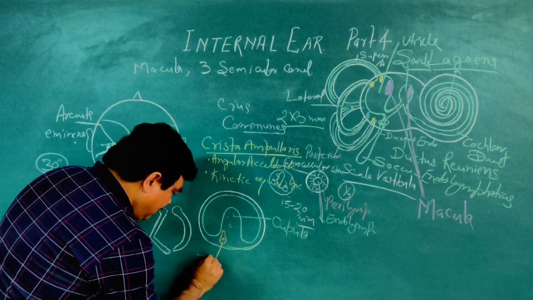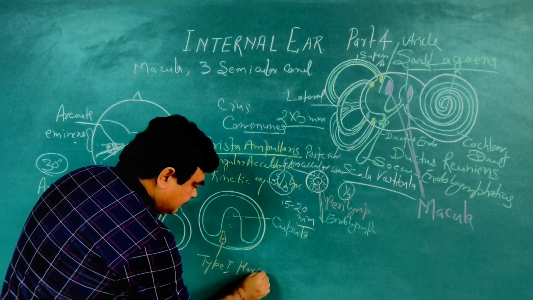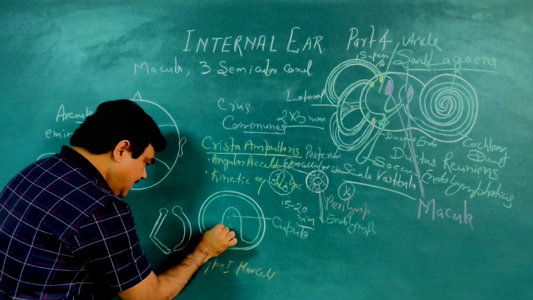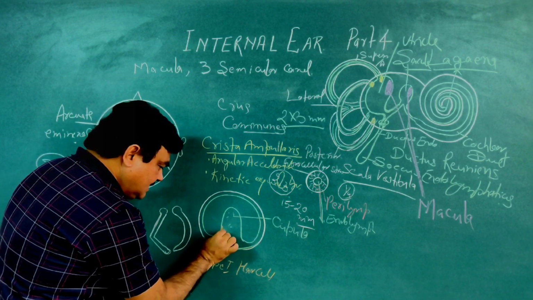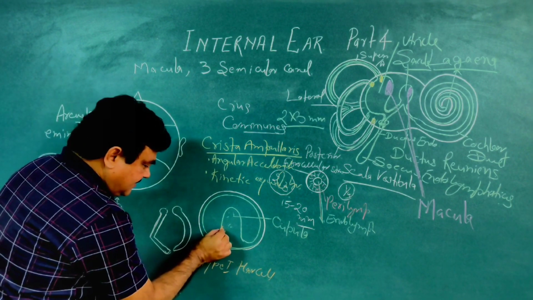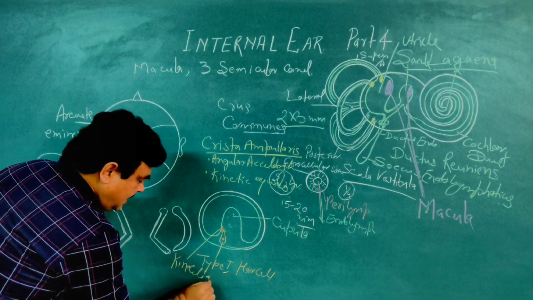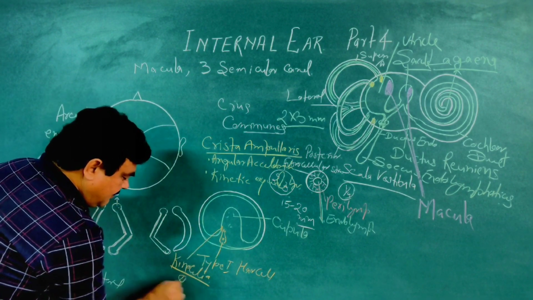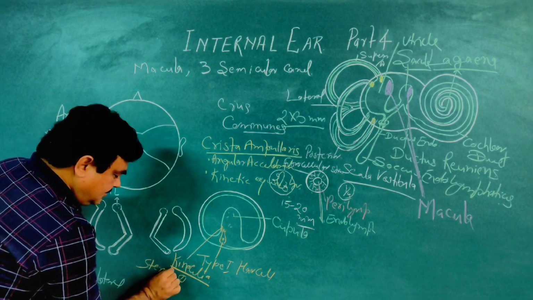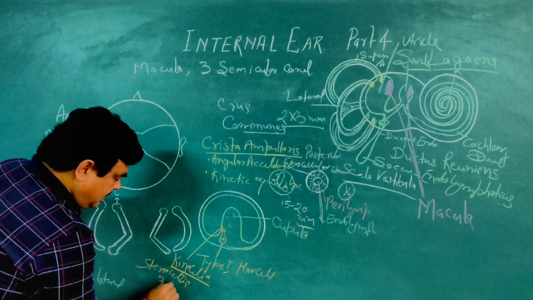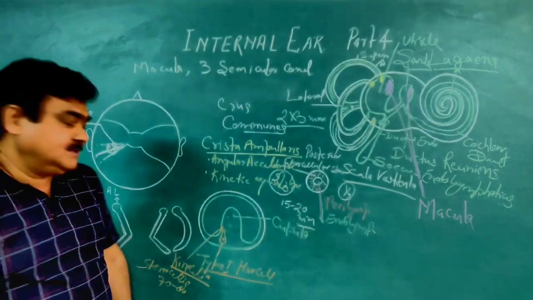Flask-like cells are type 1 hair cell. This is type 1 hair cell. Here, this is kinocilium and several stereocilia are present. Kinocilium is 1 in number and stereocilia are numerous, about 70 to 80 in number. So this is type 1 hair cell, this is sensory cell.